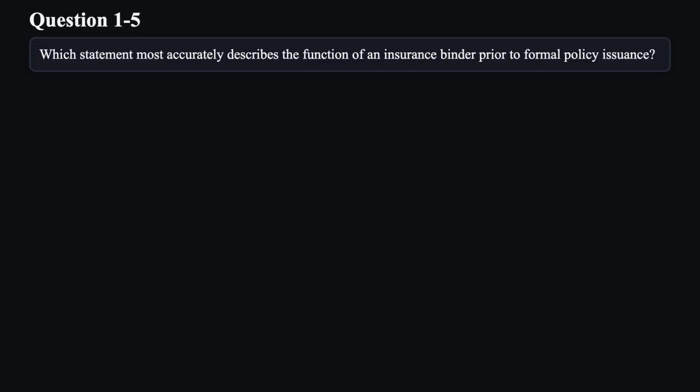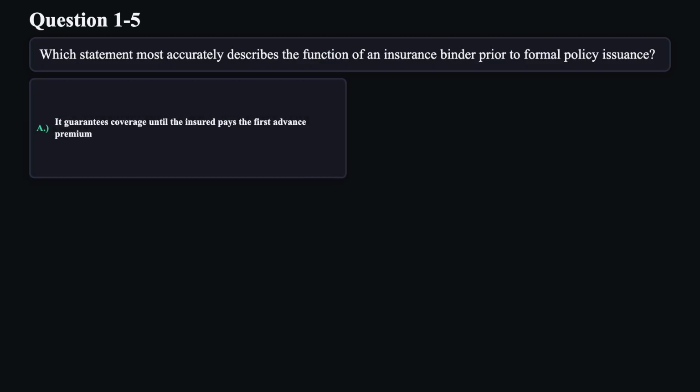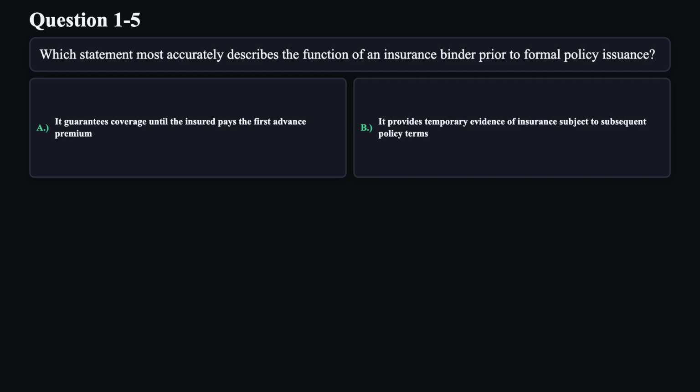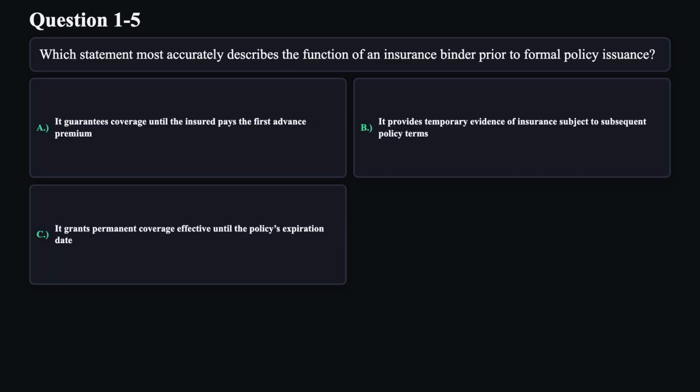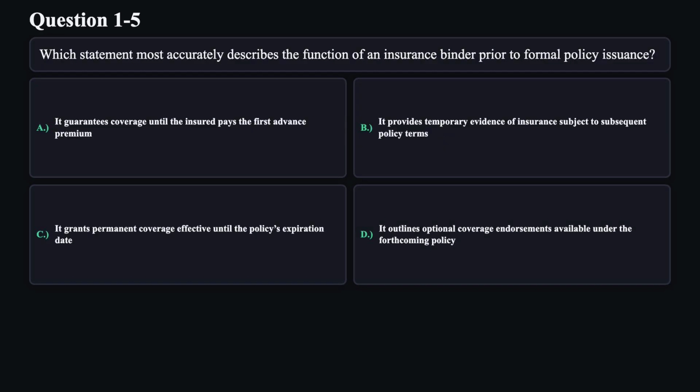Question 5. Which statement most accurately describes the function of an insurance binder prior to formal policy issuance? A. It guarantees coverage until the insured pays the first advance premium. B. It provides temporary evidence of insurance subject to subsequent policy terms. C. It grants permanent coverage effective until the policy's expiration date. D. It outlines optional coverage endorsements available under the forthcoming policy.